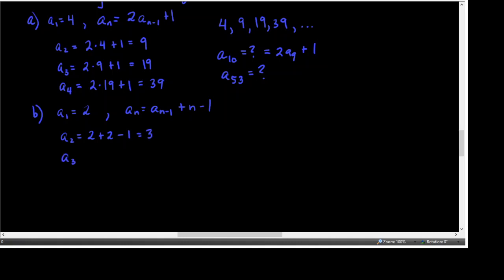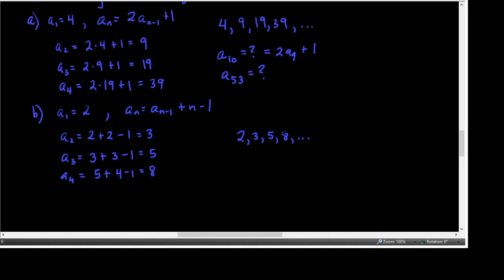Okay, a sub 3. That's equal to a sub n minus 1, so that'll be a sub 2, so that's the last answer is 3, plus n, which is 3, minus 1 is 5. Okay, a sub 4 is the last answer, so 5, plus n, which is 4, minus 1 is 8. I think that's all we have to find in the first 4 terms. So this is 2, 3, 5, 8.